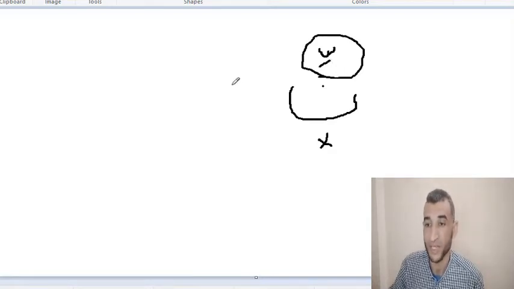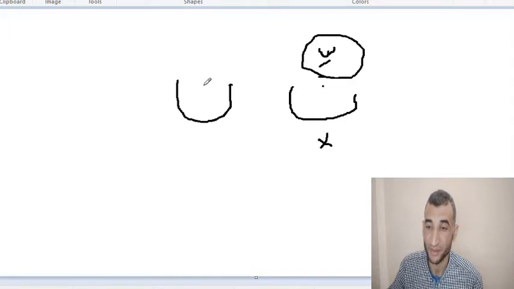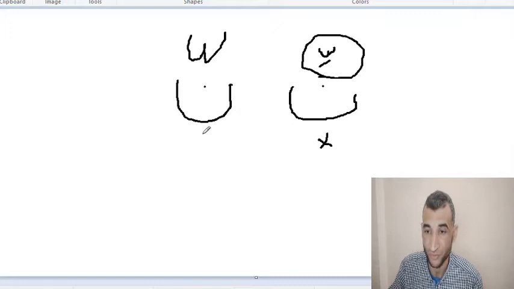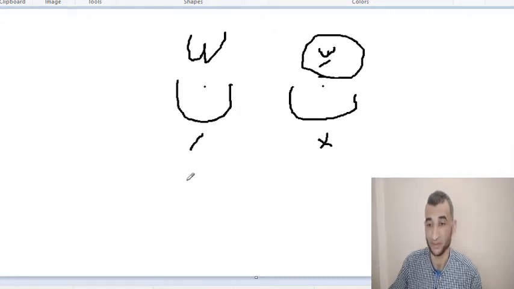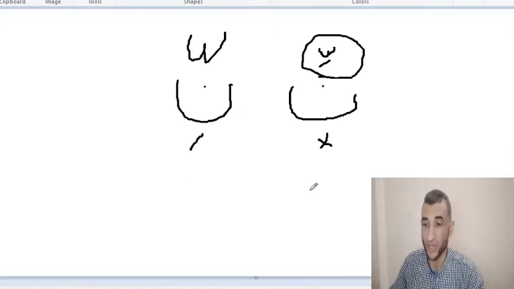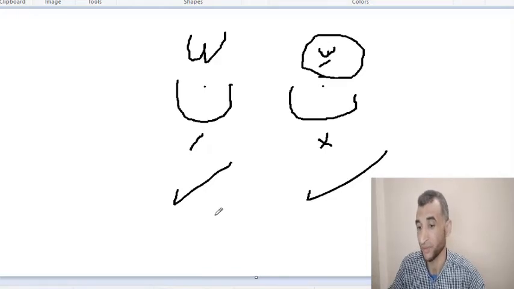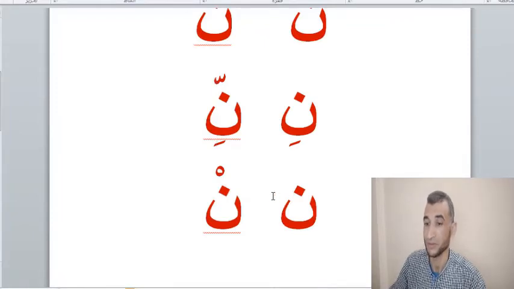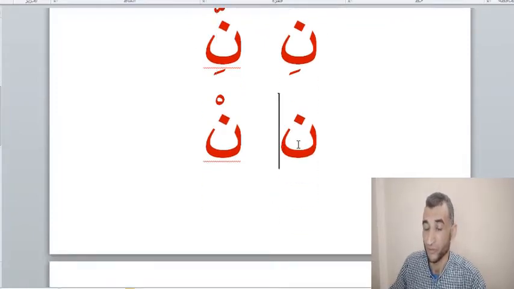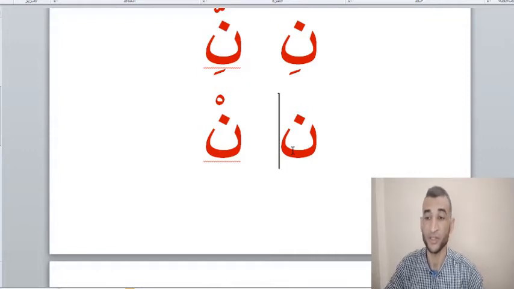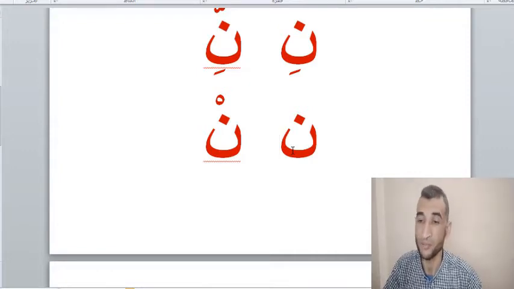And you sometimes see the letter Nun with the stress above it and the short vowel of Kasra under it. You can see either this shape or this shape. It is the same pronunciation. Okay, let's go back to the Word document. So here we have the letter Nun naked from any haraka or movement.